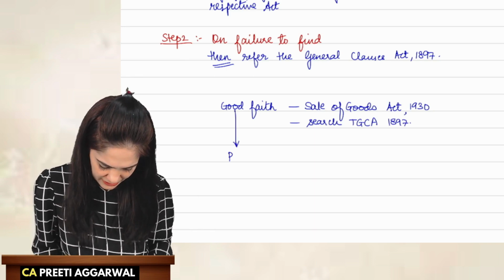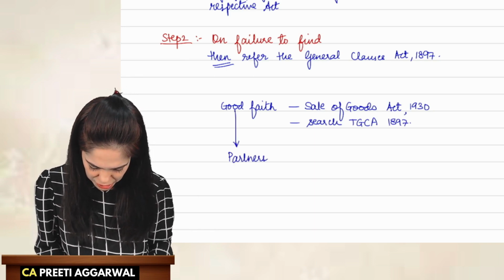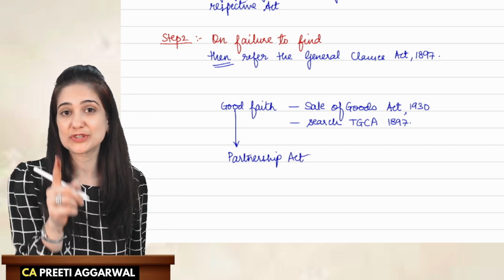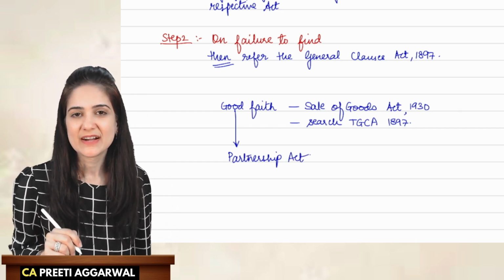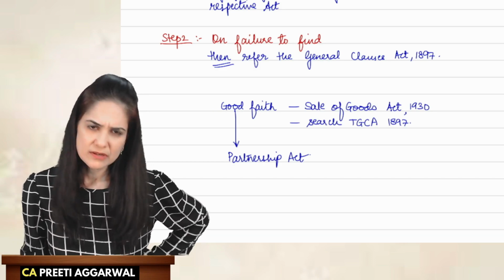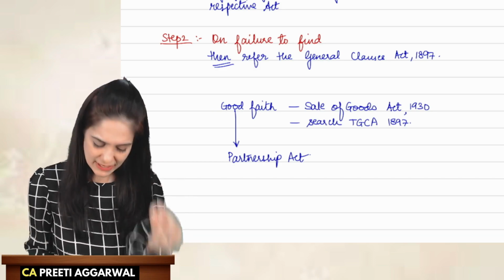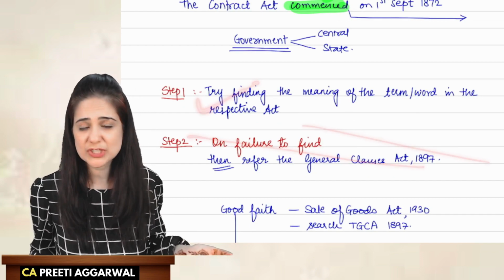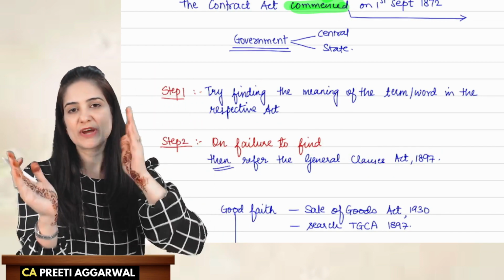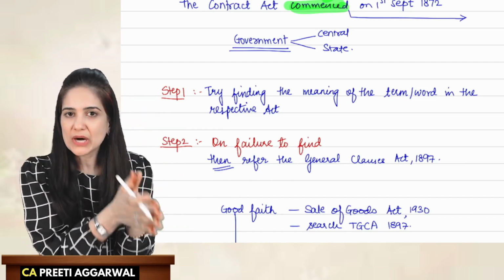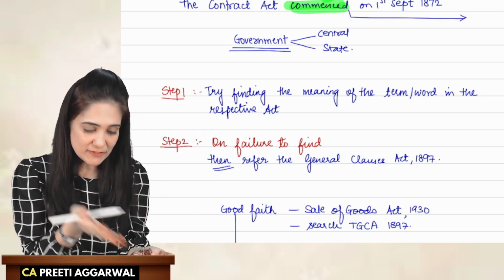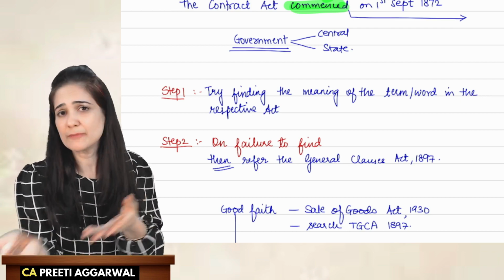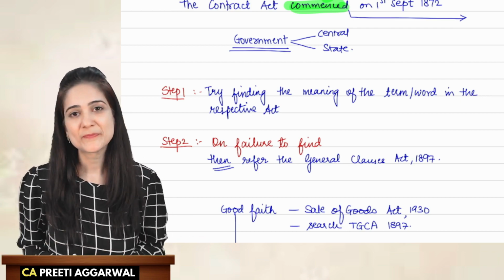We are studying the Partnership Act. Ma'am, Partnership Act defines good faith. Section 33 expulsion we had studied. If it is defining good faith, your work is done. If the act itself is defining it, if you find it in the respective act, you don't need to refer the General Clauses Act. So first try to find the meaning of that word in the respective act itself. Whichever act you're studying, that act will define the word. If it doesn't, then come to the General Clauses Act. We will try to define it.